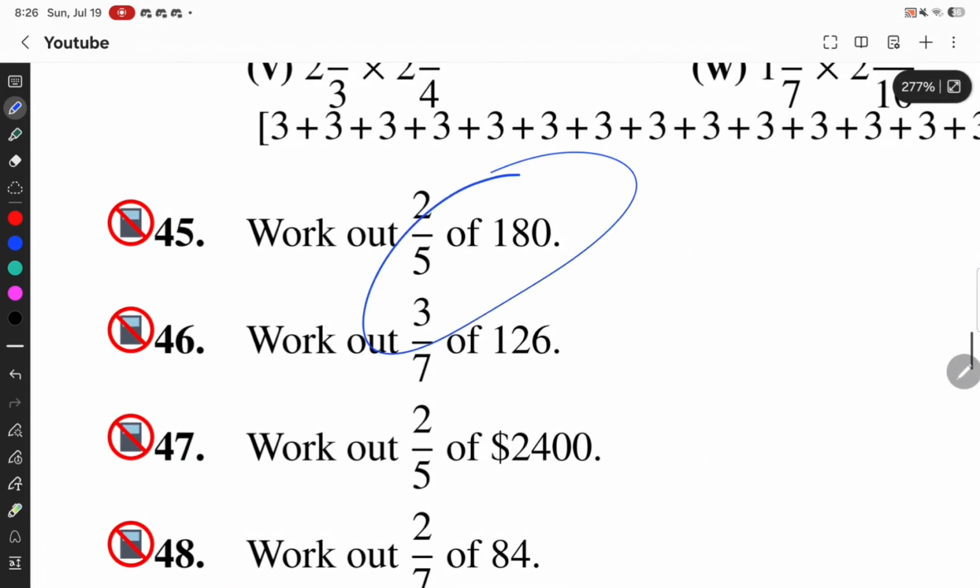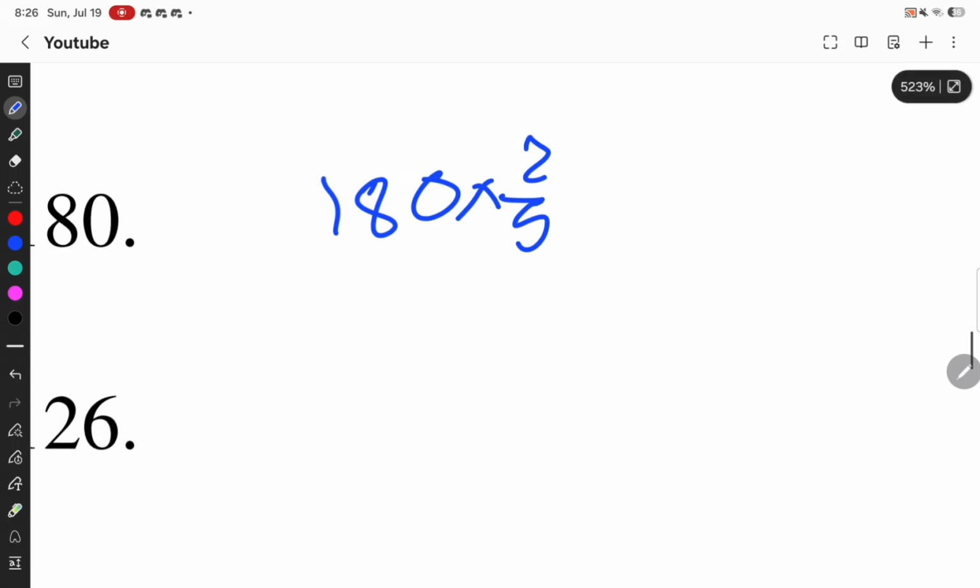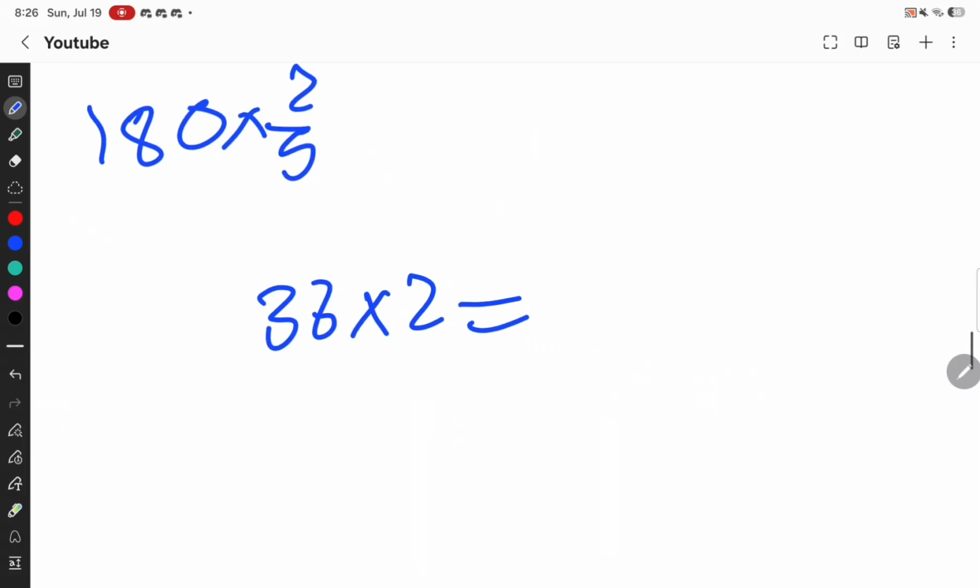Next, like I told you, "of" means multiplying. Let's multiply 180 times 2 over 5. I can do this by 36 times 2, which is equal to, I'm not using a calculator, okay, please. So this is 72.